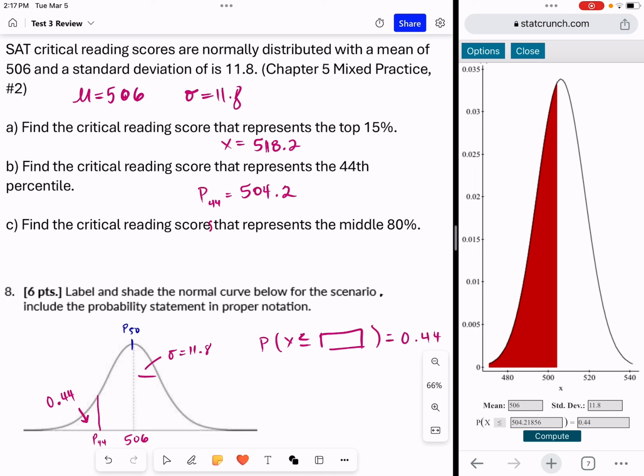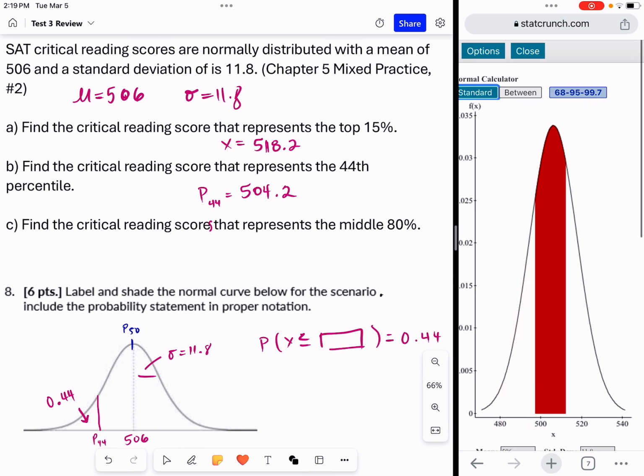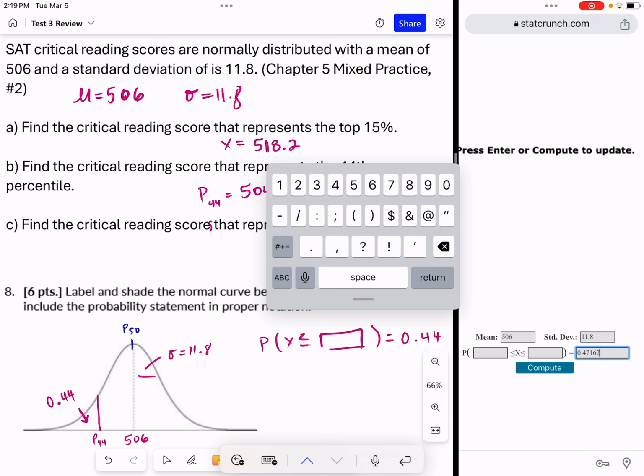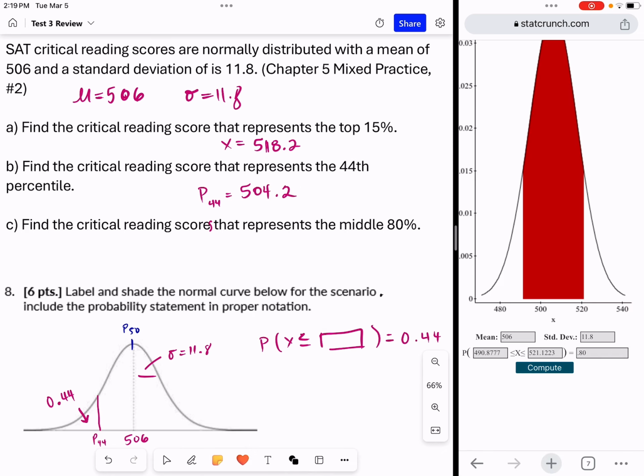There's a little typo in this next one. Find the critical reading scores that represent the middle 80%. For that, I'm going to need to switch over to between. But same idea, I'm looking for these two values. So I'm going to let 0.80 be my area in this box to the right of the equal sign. And then when I click compute, it'll give me those two numbers.